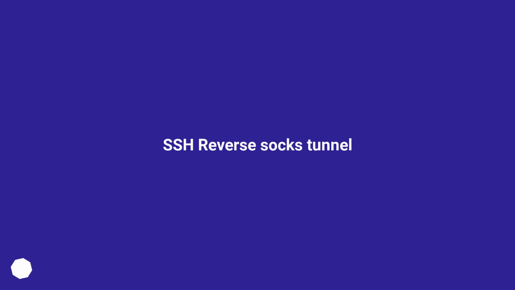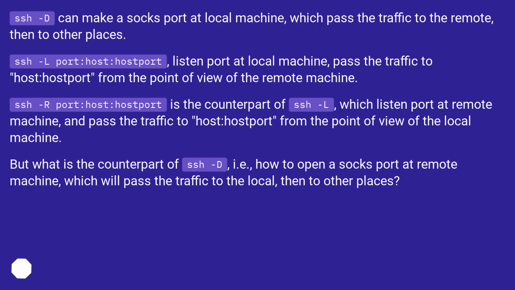SSH Reverse SOCKS Tunnel. SSH -D can make a SOCKS port at the local machine, which passes the traffic to the remote, then to other places.